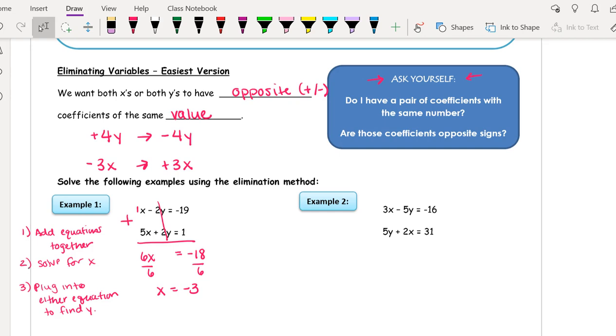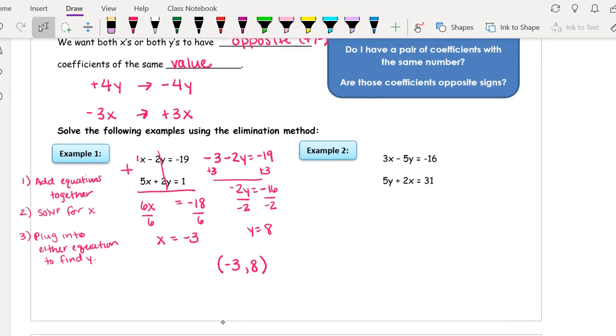So we're going to pick one. I kind of like the first one better. So we're going to say negative 3 minus 2y equals negative 19. Add 3. We get negative 2y is equal to negative 16. And so y equals 8. So negative 3, 8 should be your solution.